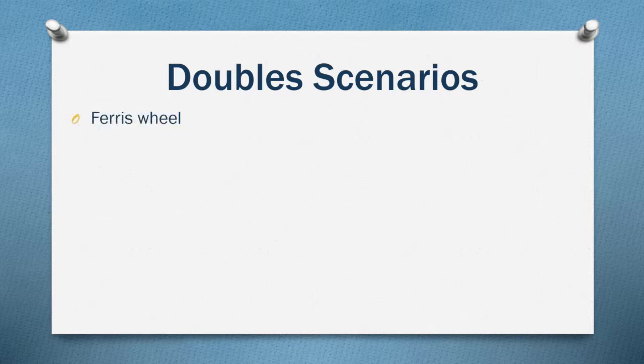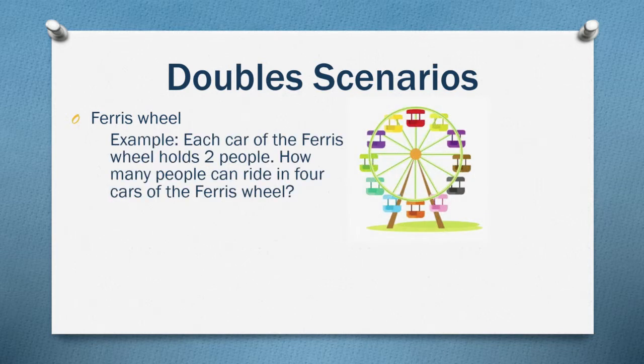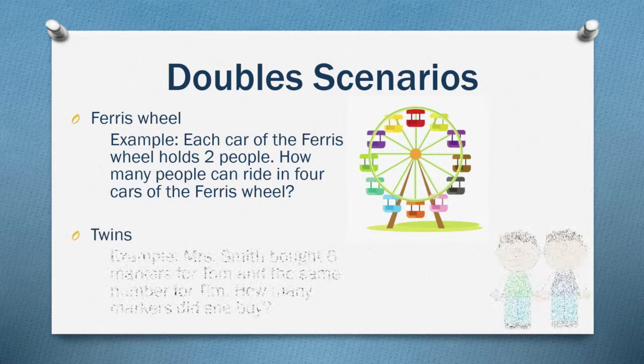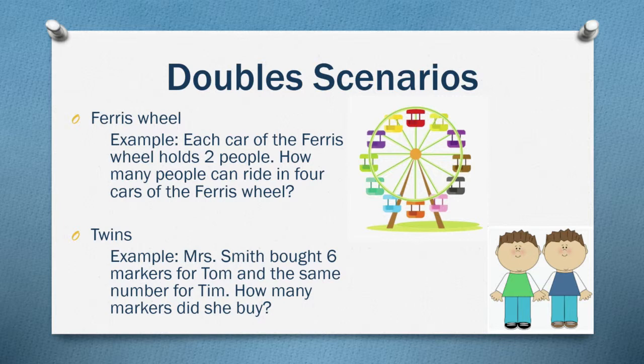For example, we might have a Ferris wheel. Each car of the Ferris wheel holds 2 people. How many people can ride in 4 cars of the Ferris wheel? Or a twin scenario. Mrs. Smith bought 6 markers for Tom and the same number for Tim. How many markers did she buy?